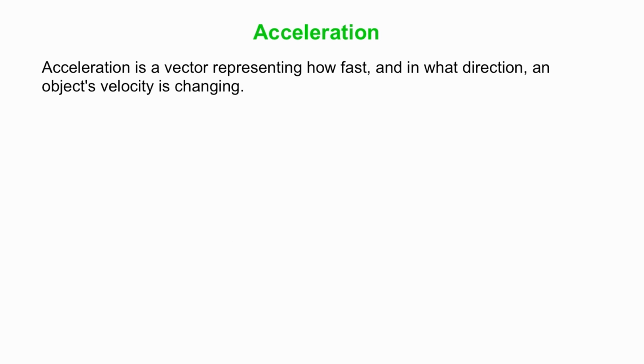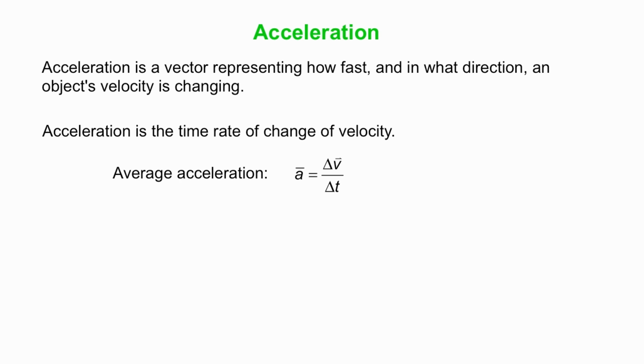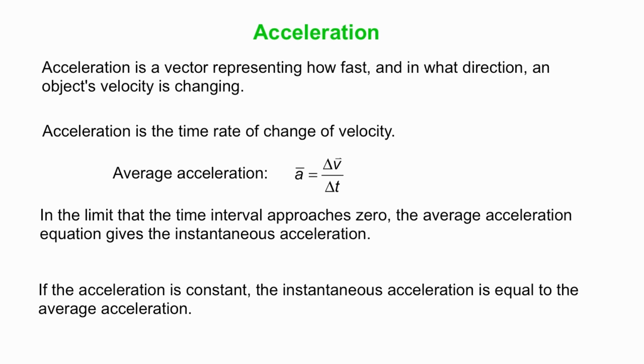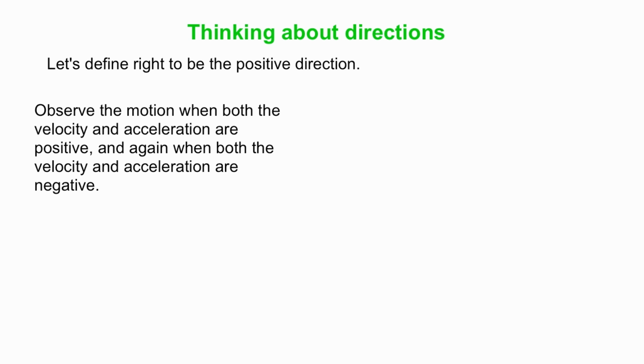So what is acceleration? Well, it's a vector representing how fast and in what direction an object's velocity is changing. So in other words, acceleration is the time rate of change of velocity. Here's our equation. Average acceleration, a with a bar on top, is delta v over delta t. And in the limit that the time interval approaches 0, the average acceleration gives the instantaneous acceleration. If the acceleration is constant, then the instantaneous acceleration is equal to the average acceleration.